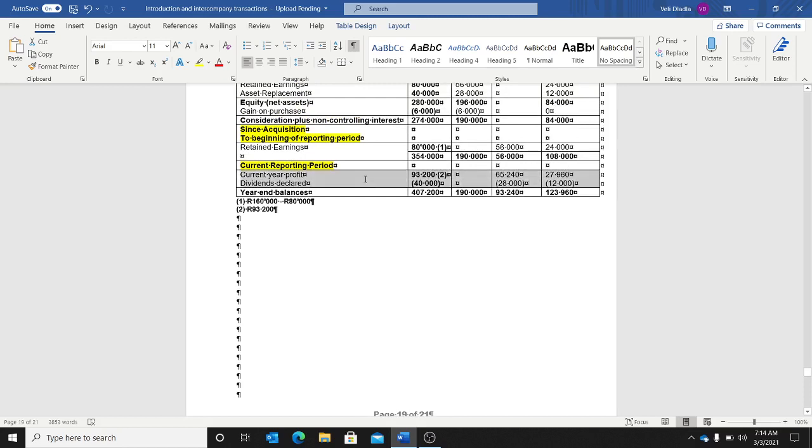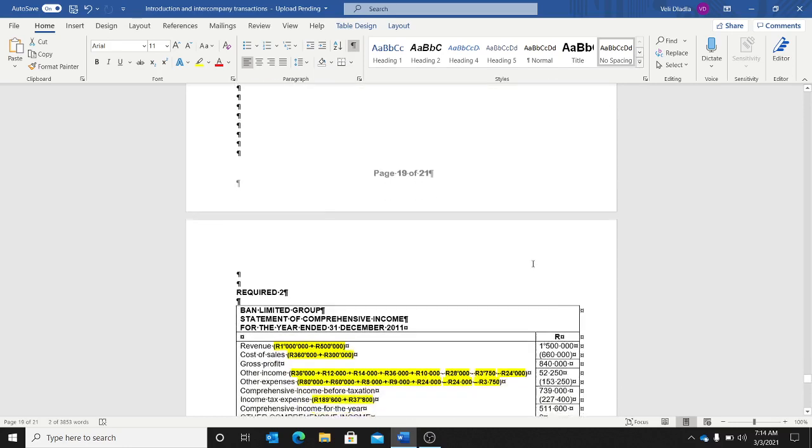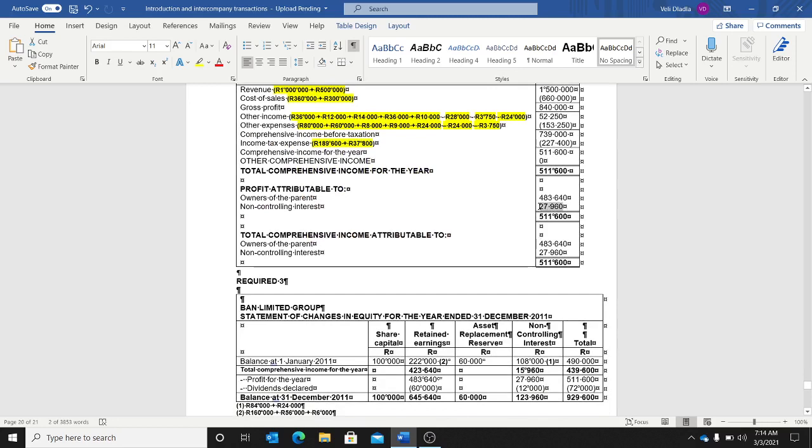Now the first thing you do, you come here, you look at date number 3. See this line here in date number 3, this line that I've highlighted. Look at the non-controlling figure, which is this one. Always you must reflect that figure. Date number 3, in line with current year's profit, you must reflect it. And then you say 27,960. When writing in an exam, we don't need to prove that 483,640 is a correct figure. I know it should be a correct figure.